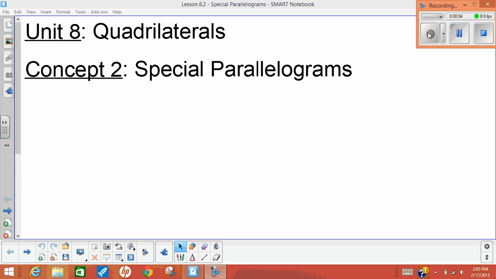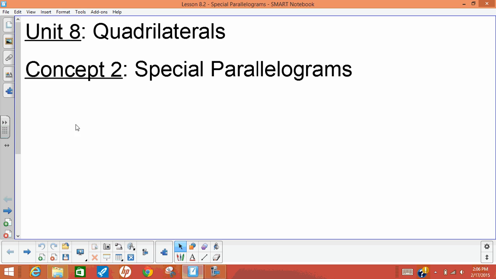Hey all, in the previous lesson we talked about parallelograms and their properties, and then applied them to some situations using some equations. Here we're going to talk about special parallelograms. They still have all the same properties that we talked about in the previous lesson, but in this case they have some properties that are special to them, some things that make them unique, and therefore we give them different names.